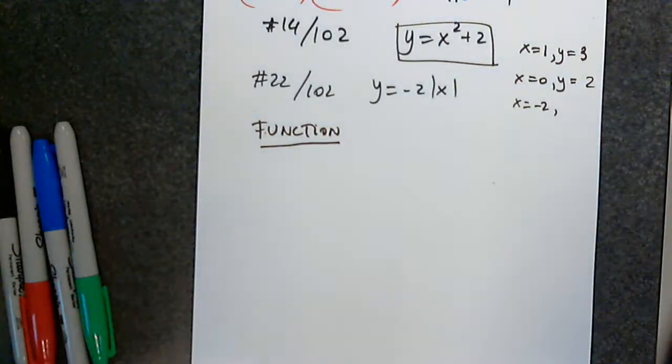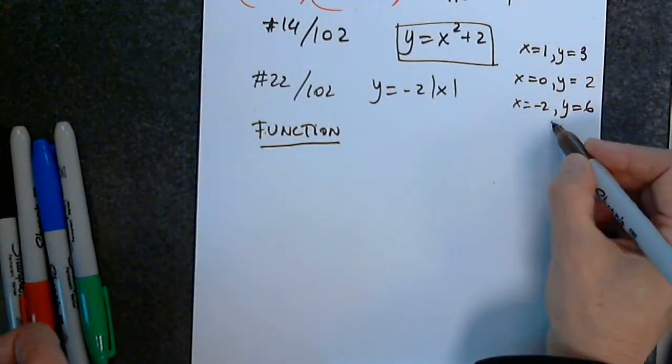Yes, negative 2 squared is positive 4. 4 plus 2 is 6. Very good. So I can continue forever.